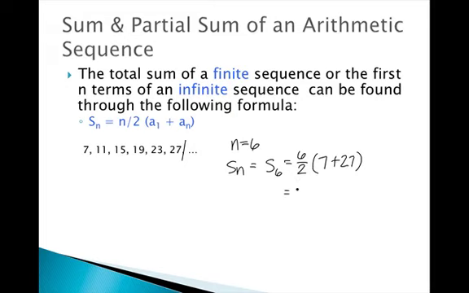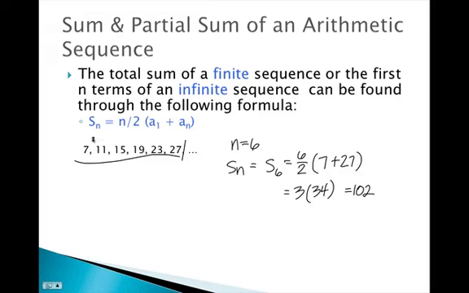Okay, so that means that we have 3 times 34, which will give us 102. So the sum of this sequence right here is 102. If we were to add up all of those terms together, we would get 102.